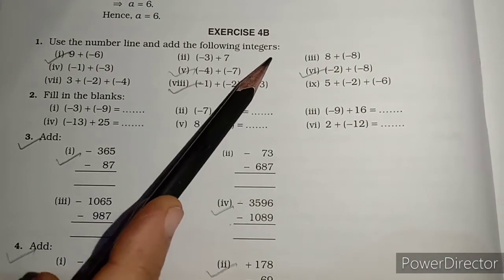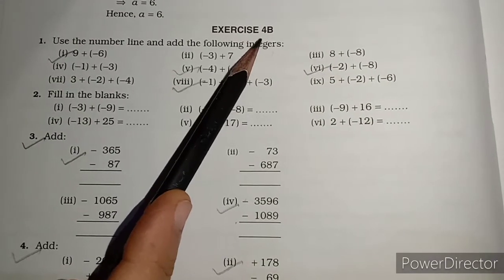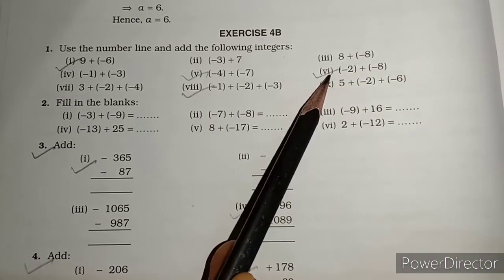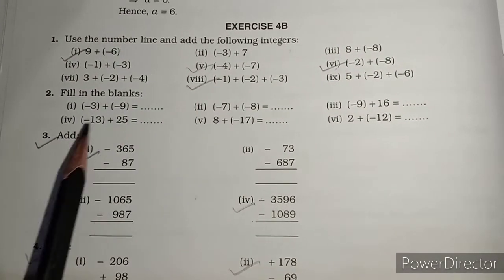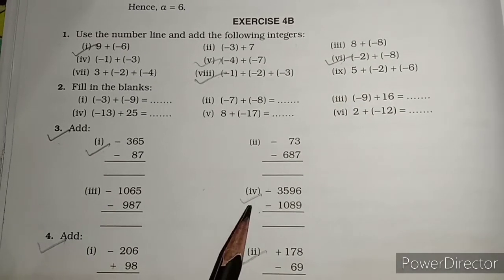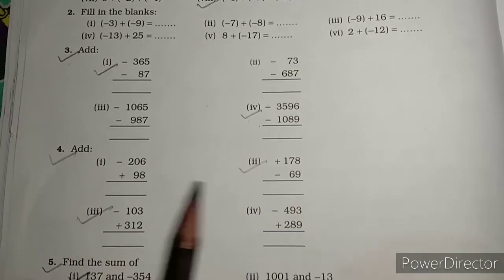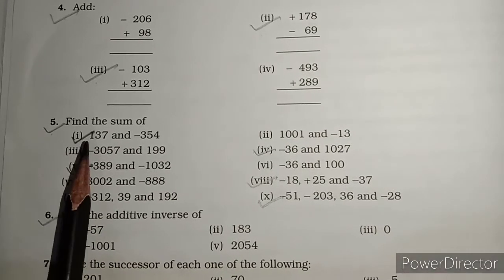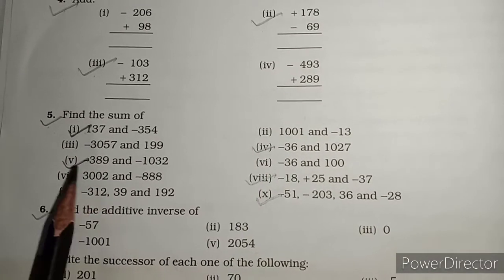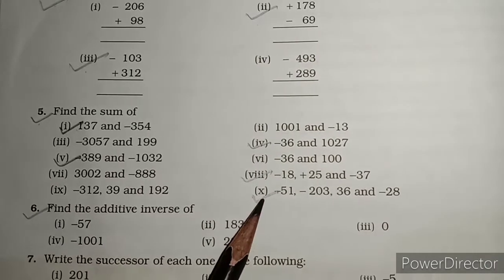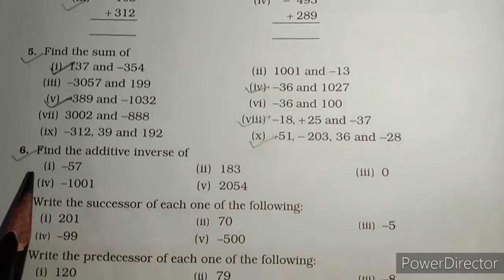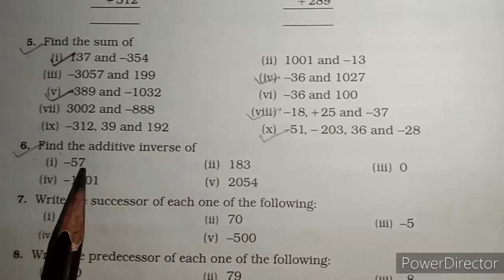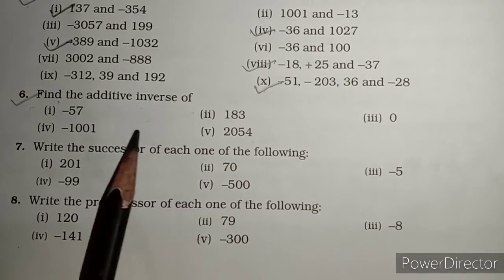Now in exercise 4b, the questions which you have to do are tick marked. In question number 1, you have to do 1, 5, 6 and 8. Then in question number 3, 1 and 4. In question number 4, 2 and 3. In question number 5, you have to do 1, 4, 5, 8 and 10. Then you have to do all the questions of question number 6. Find the additive inverse of, means additive inverse is the opposite of these integers.